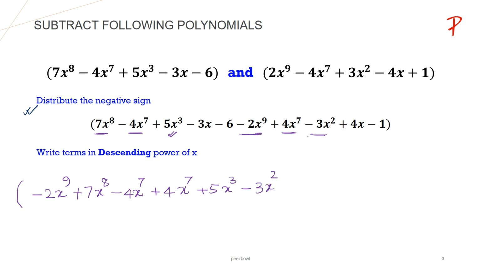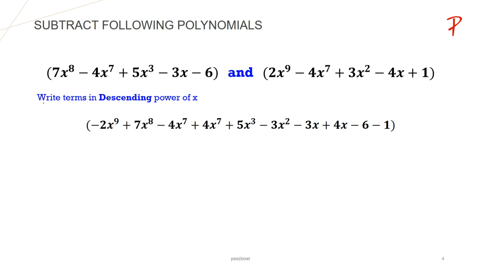Okay, then in both the polynomials we have x, minus 3x, plus 4x. I will write it down: minus 3x from the first polynomial, plus 4x from the second polynomial, right? And then the constants, minus 6, minus 1.